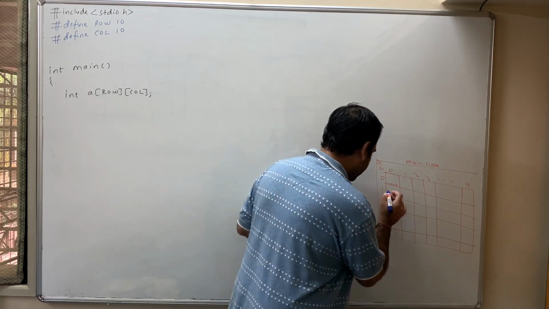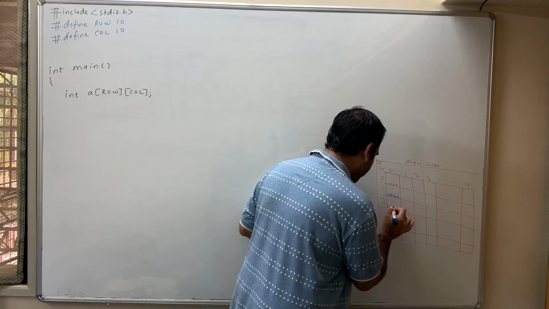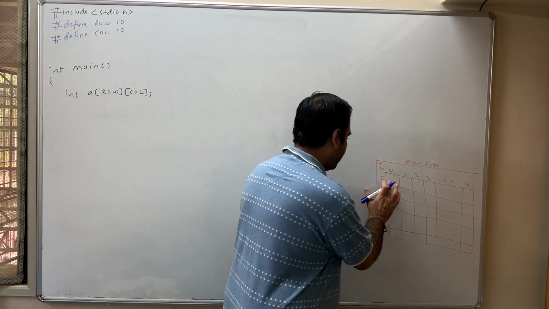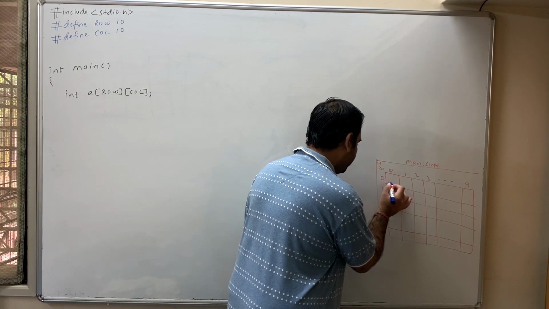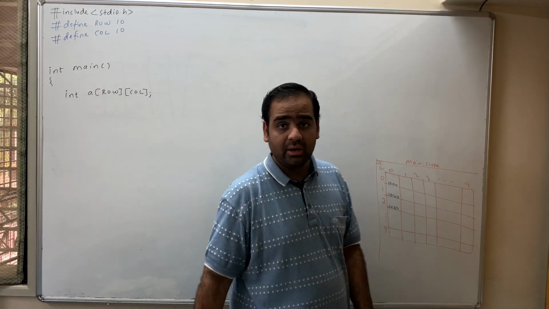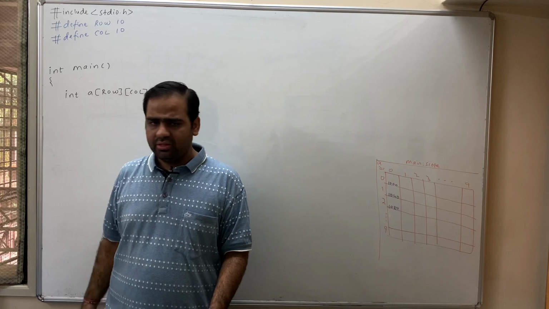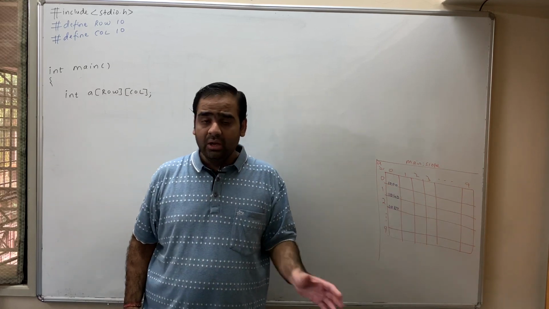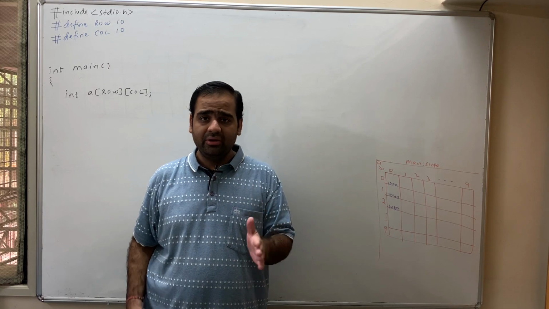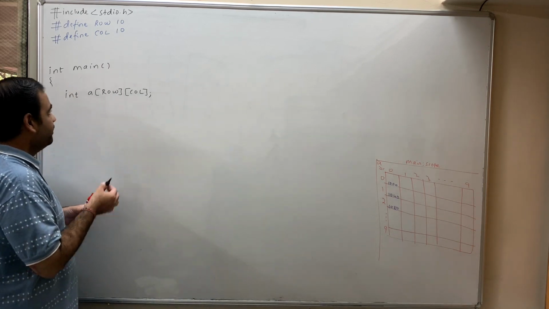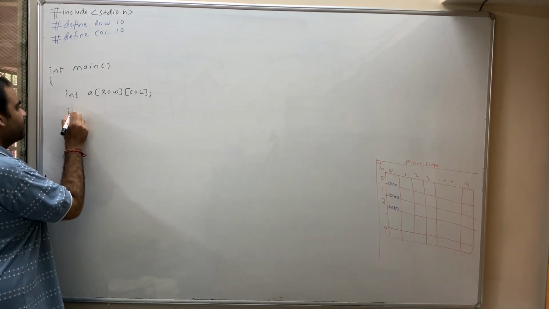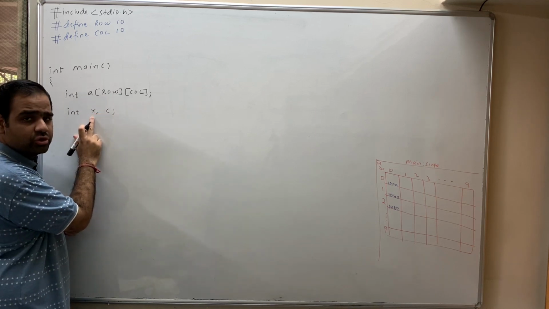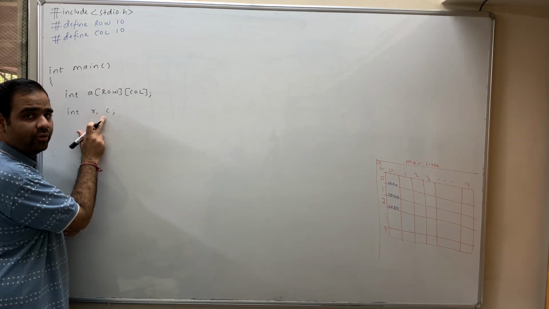And what will be this address? It will be 1040. You calculate this, this address will be 1080. These are the addresses, whatever I have written with the blue pen. Now after you create this, is it necessary for us to store all 10 rows and 10 columns? No. We may store R number of rows and C number of columns. Therefore, let us take here int R and C, which represents how many rows we want to store and how many columns we want to store.